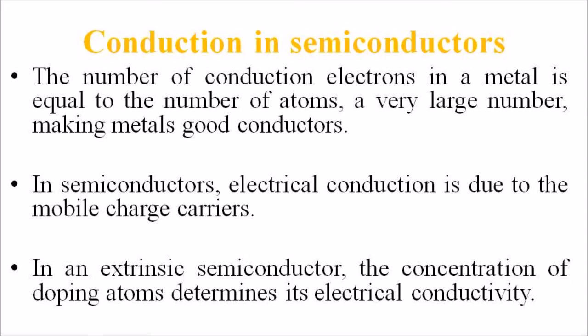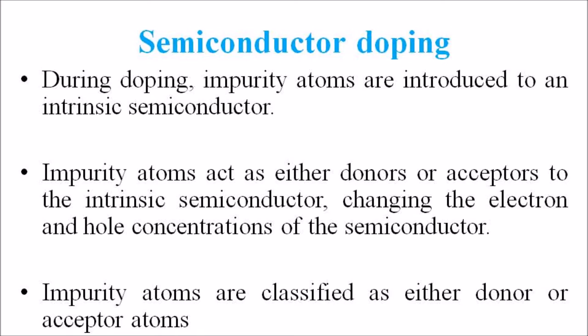Semiconductor doping is a process that changes an intrinsic semiconductor to an extrinsic semiconductor. During the doping, impurity atoms are introduced to an intrinsic semiconductor. Impurity atoms are atoms of a different element than the atoms of the intrinsic semiconductor.